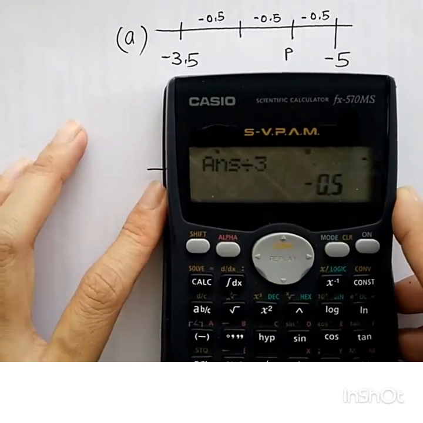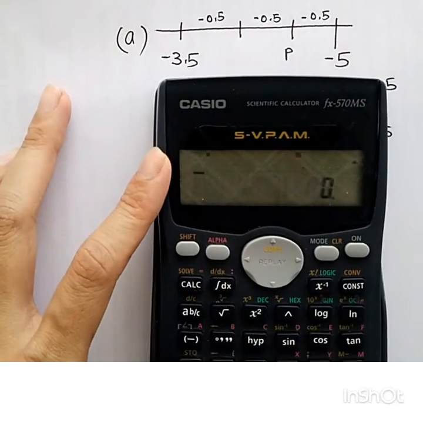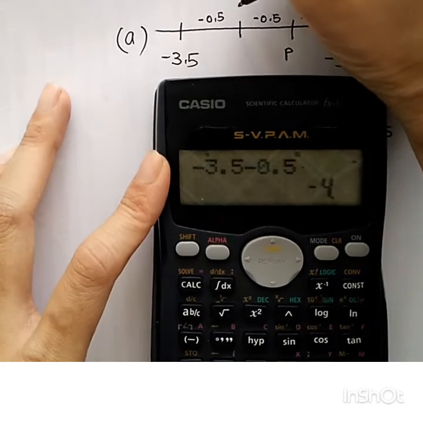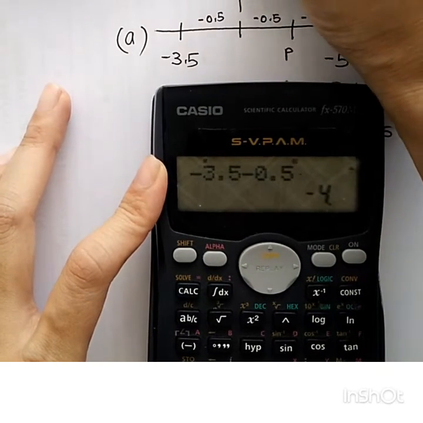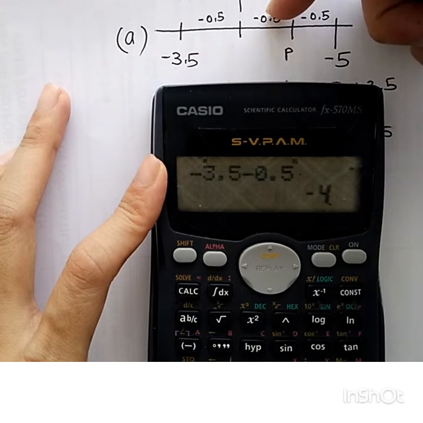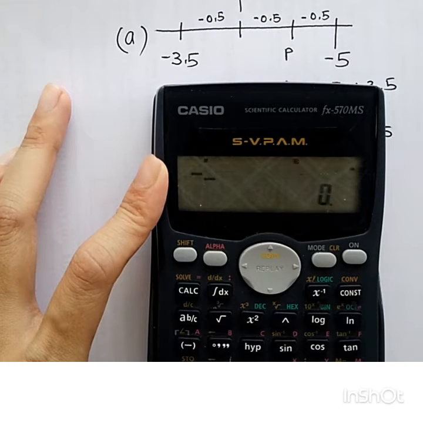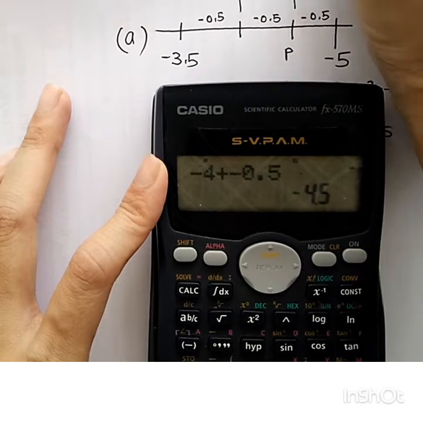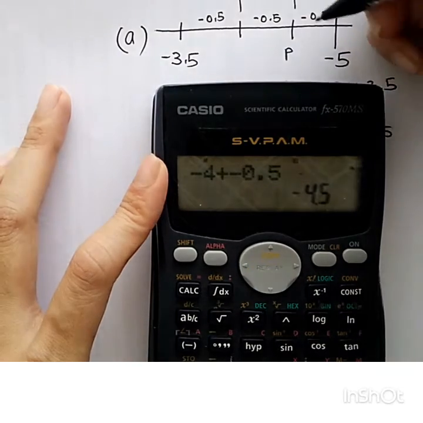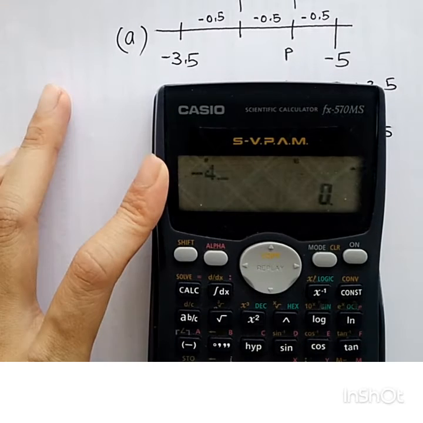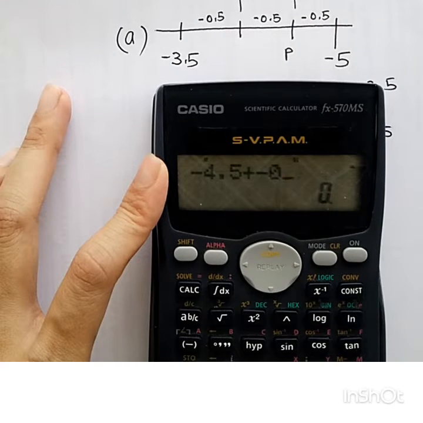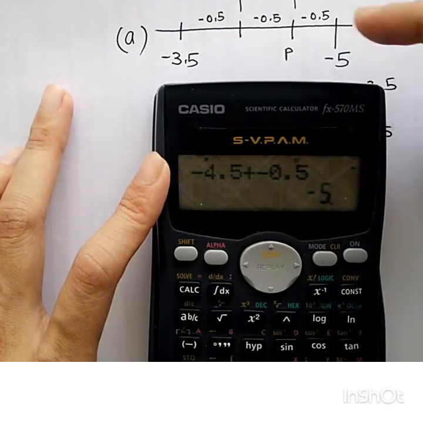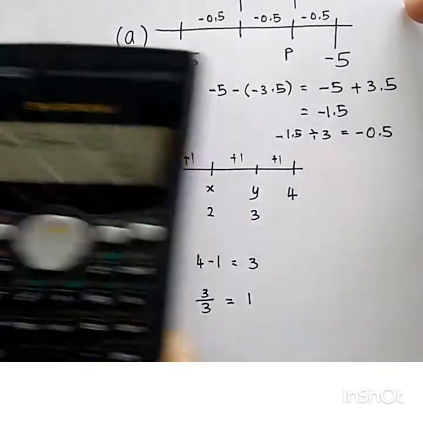So let's check the answer. First one, minus 3.5 minus 0.5 will get me minus 4. And again, minus 4 plus minus 0.5 will get me minus 4.5. And again, minus 4.5 plus minus 0.5 will be my minus 5. So that means the answer P is equal to minus 4.5.